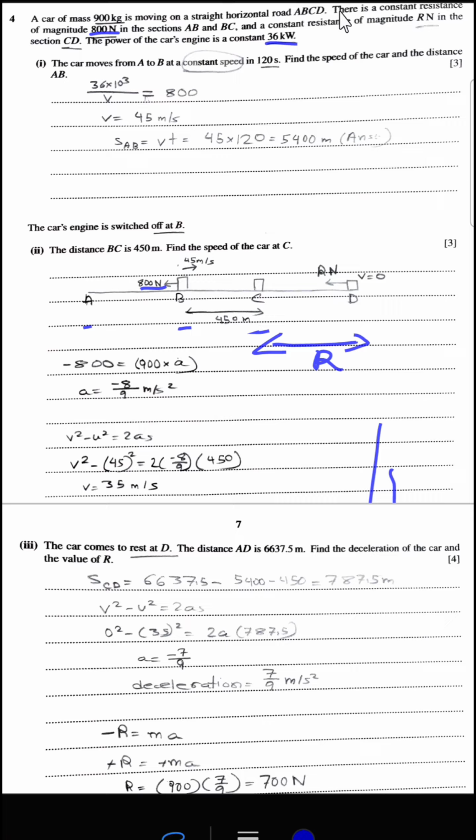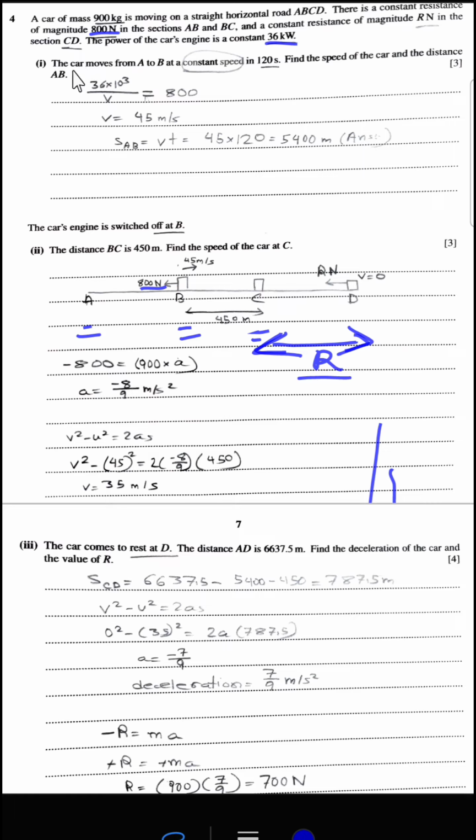There is a constant resistance of magnitude 800 Newton in the section AB and BC. So between the section A to B and from B to C, there is a constant resistive force of 800 Newton, and a constant resistive force of magnitude R newtons in the section CD. So between the section CD, there is a constant resistive force of magnitude R. The power of the car's engine is kept constant at 36 kilowatt.